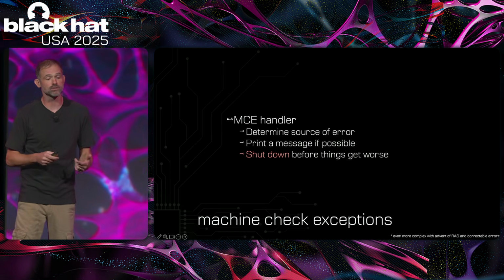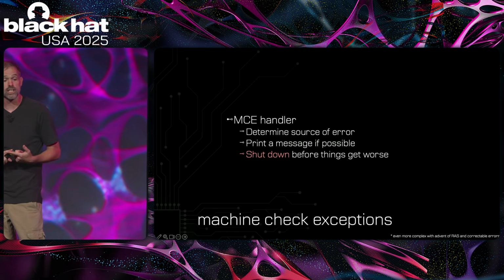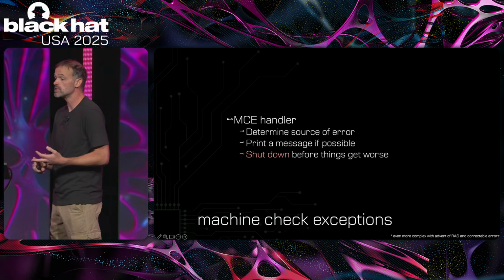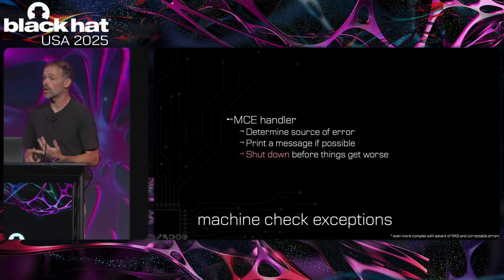So we get an idea of what the OS decides to do if it receives one of these machine check exceptions. Basically, if it can, it's going to determine the cause of the error. If it can, it's going to print out a message. But most importantly, it's going to shut down before things get worse.